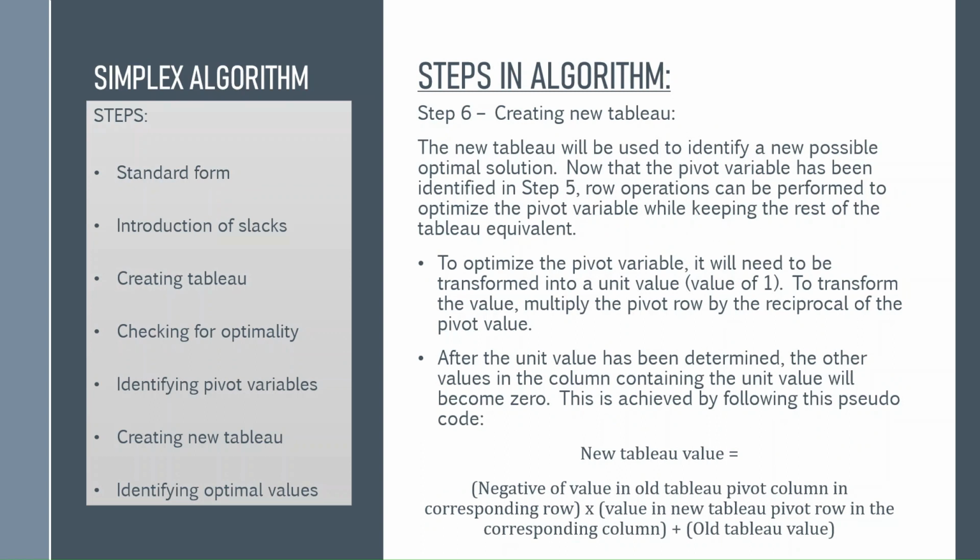Step 6. Creating a new table. The new table will be used to identify a new possible optimal solution. Now that the pivot variable has been identified in step 5, row operations can be performed to optimize the pivot variable and keeping the rest of the table equivalent. To optimize the pivot variable, it will need to be transformed into a unit value of 1. Transform the value. Multiply the pivot row by the reciprocal of the pivot value.